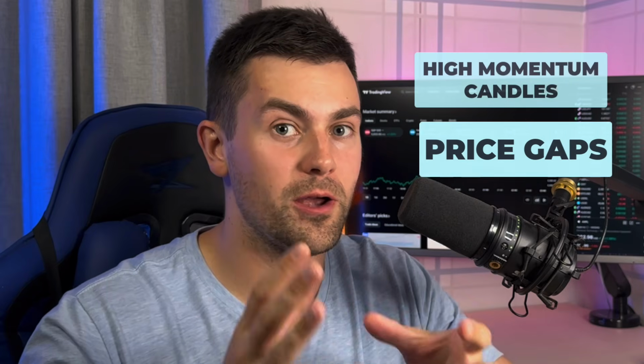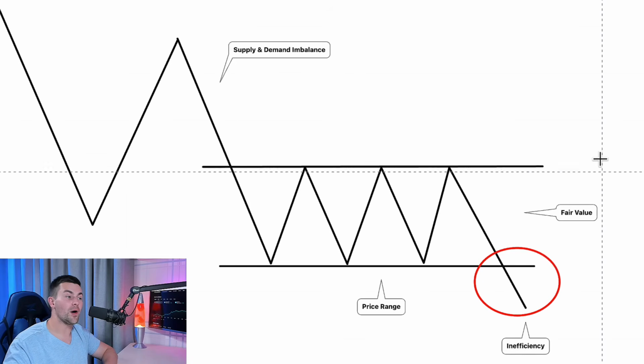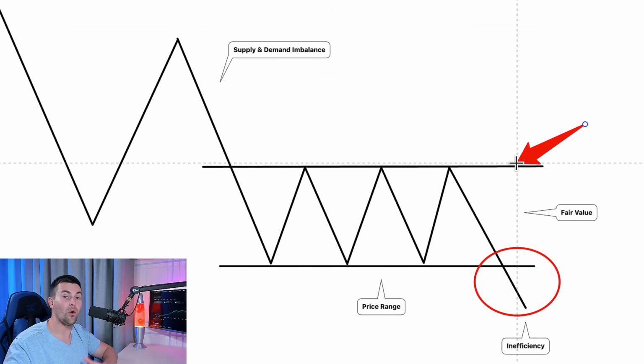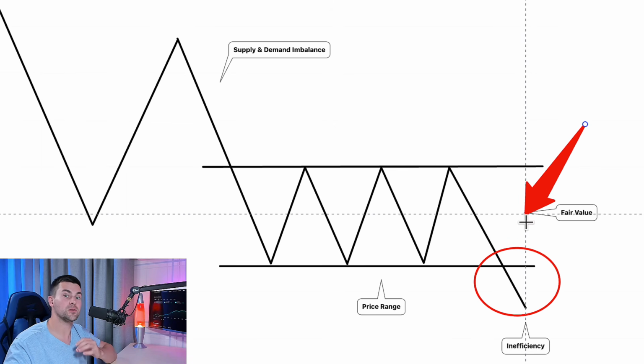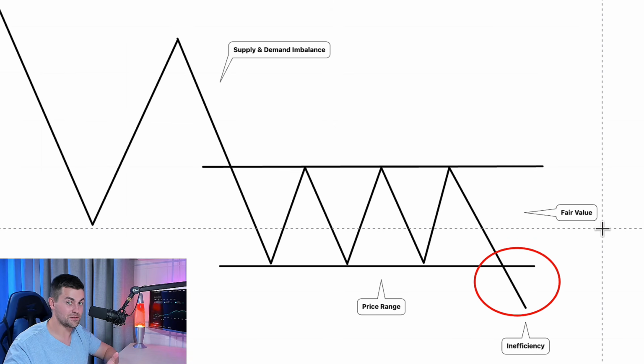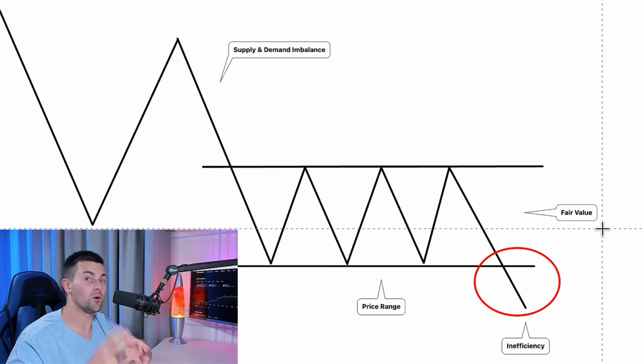Common characteristics of market inefficiencies are high momentum candles and price gaps. In technical analysis, the violation of one of the boundaries of the fair value range usually confirms the inefficiencies and provides a very strong trading signal.